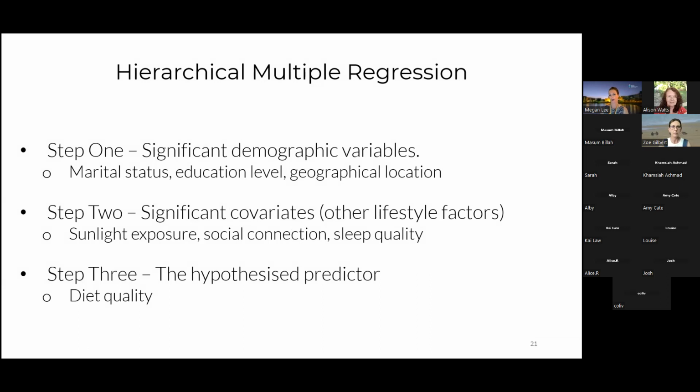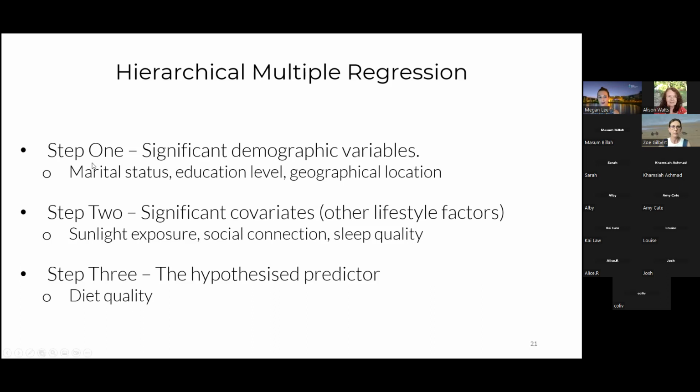Step one, I always put in my significant demographic variables or my significant covariates that are demographic. In step two, I usually put in my other lifestyle factors or other things that are affecting depression that aren't my IV or my demographics. And then in the third step, I will always put in my hypothesized predictor so that I can see what the unique relationship is between my outcome and my hypothesized predictor after controlling for all these other variables that are in step one and step two.